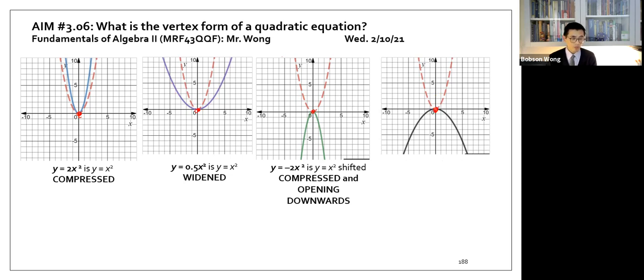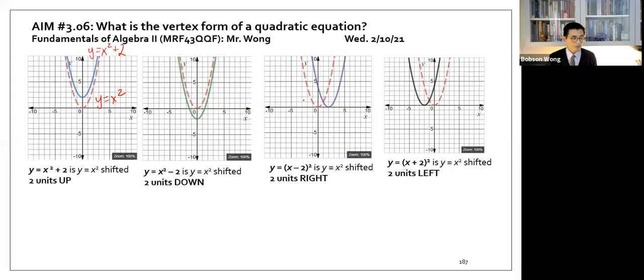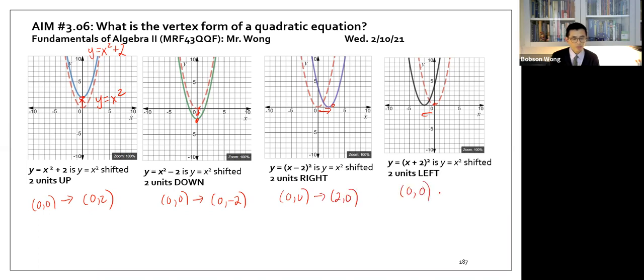But in the previous 4 graphs, you see that the vertex shifted up here, down here, to the right, and then to the left. So the vertex of the parabola got shifted from 0, 0 to 0, 2. Here it got shifted from 0, 0 to 0, negative 2. Here it got shifted from 0, 0 to 2, 0. And then here the vertex got shifted from 0, 0 to negative 2, 0.